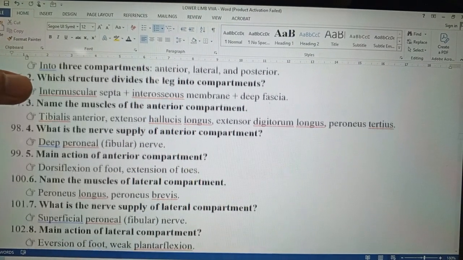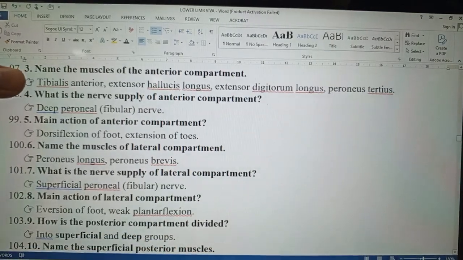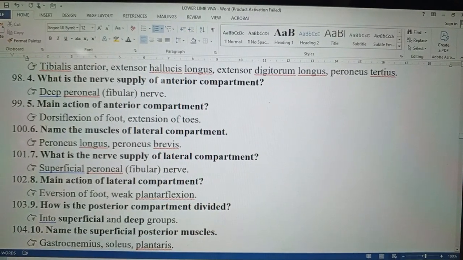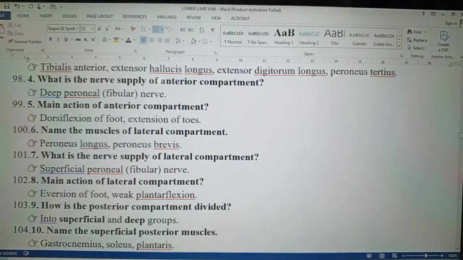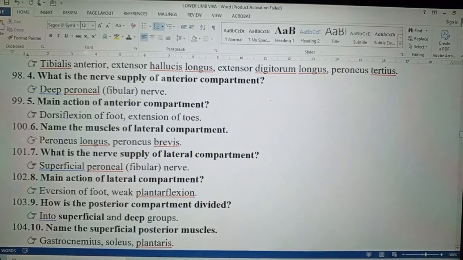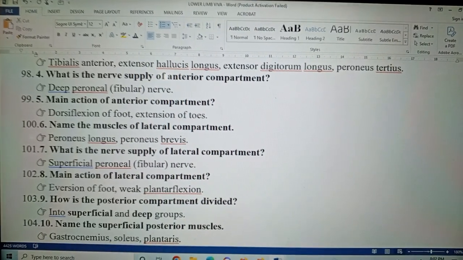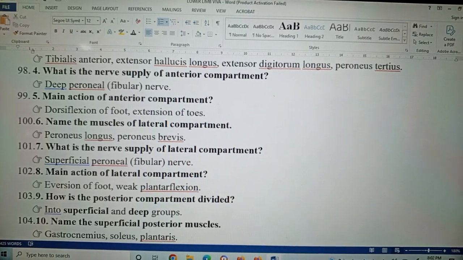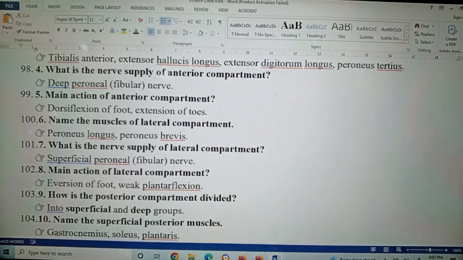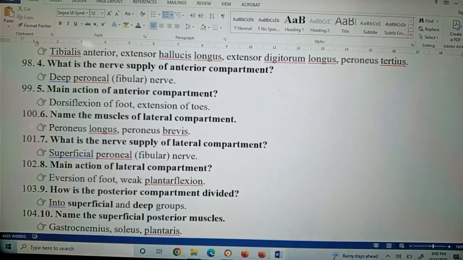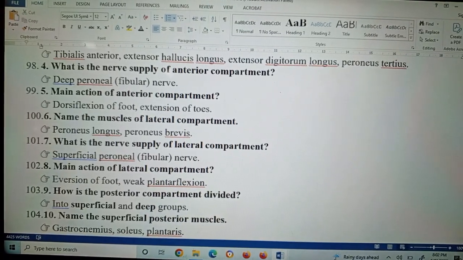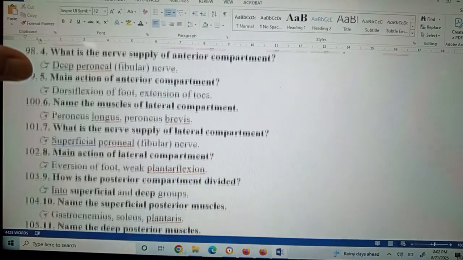Name the muscles of the lateral compartment: peroneus longus and brevis. What is the nerve supply of the lateral compartment? The superficial peroneal nerve. The main action of the lateral compartment is eversion of the foot and weak plantar flexion. Now you are understanding the function of the lateral compartment: eversion of the foot. I am going to show you a video of that also.